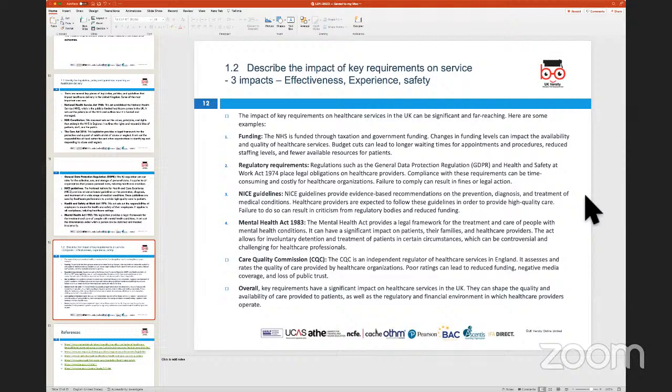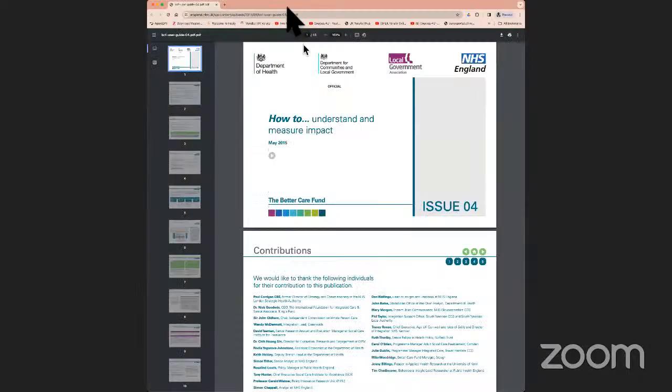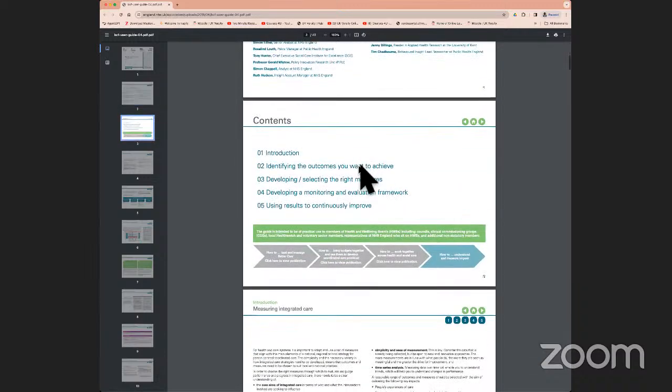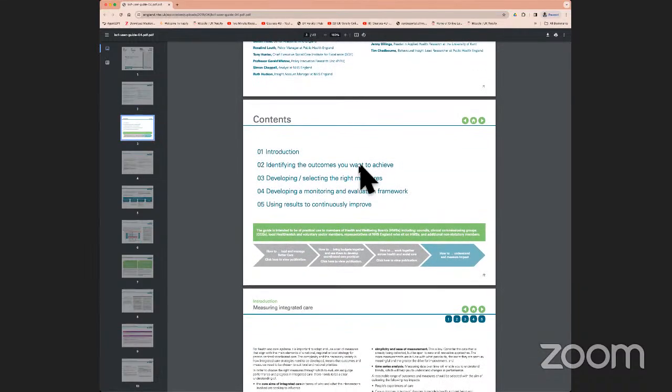Now, there is a particular document which I just want to show you, and that document essentially is a good document which I will make available on Moodle, and I would suggest that you go through this document. Even if you do not read it thoroughly, my suggestion would be to skim through it, because it is related to your assessment criteria 1.2, and it talks about the importance of understanding and measuring the impact of key requirements of how the National Health Service provides services to members of the public.